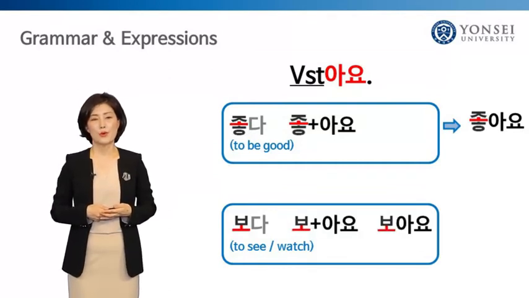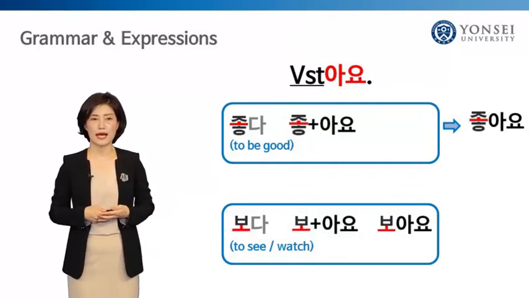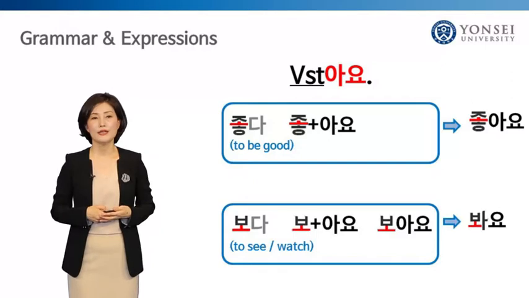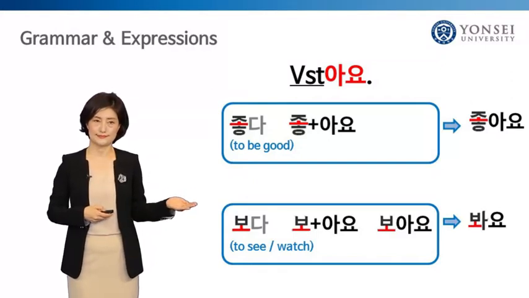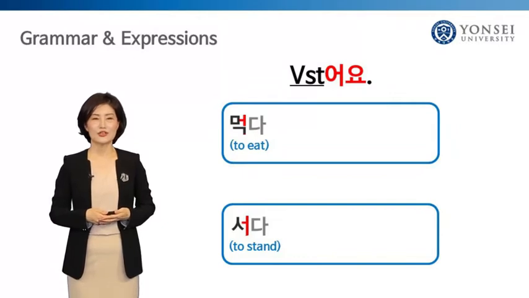The verb stem 보 in 보다 also takes 아요 and becomes 보아요. And here, 보아요 needs to be shortened to 봐요. Next, let's look at the verbs that take 어요.